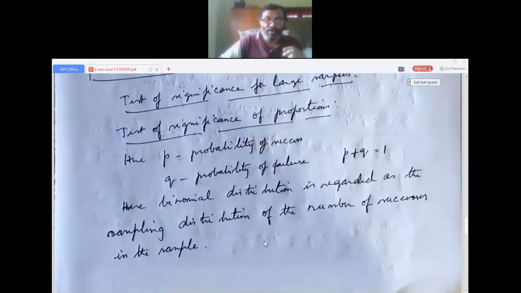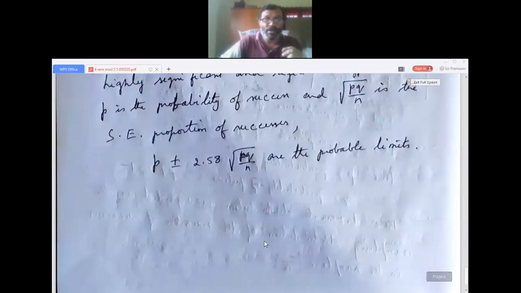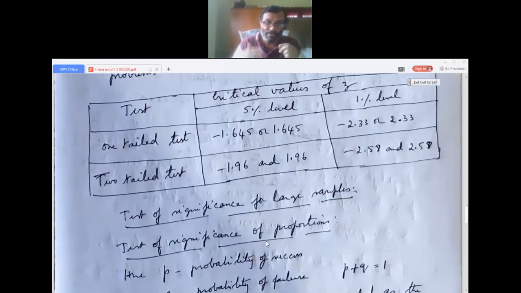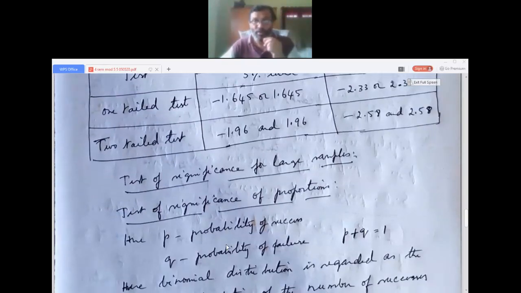So we come to the part where test of significance for large samples. There are different types of tests: large samples, small samples, proportions. In the tests of significance for large samples, there are many types. First you are studying test of significance of proportions, and how to solve the problems in this.